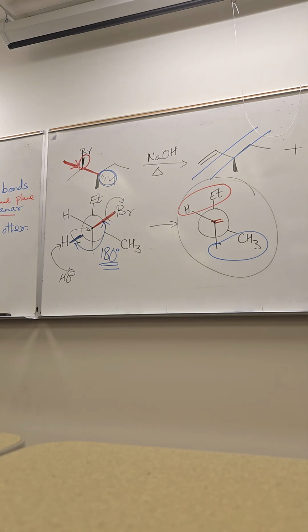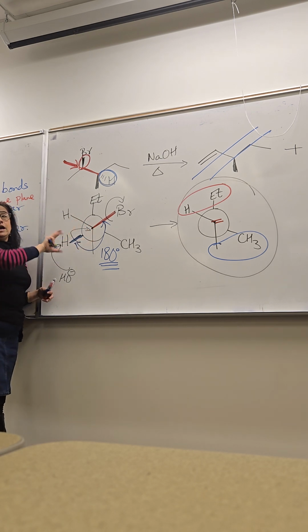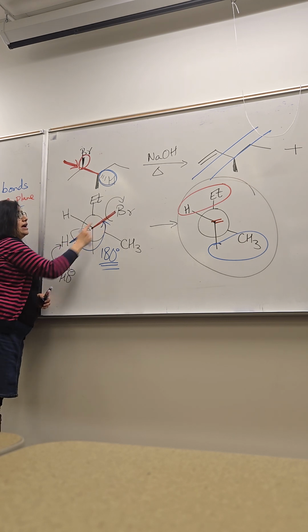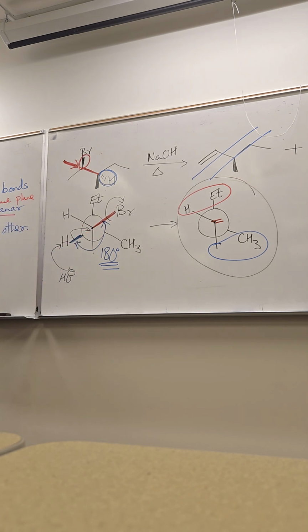It's not even possible. It's not like it's a minor product, it's an impossible product, because in order to create that product, you have to rotate the bond, and as soon as you rotate the bond, you won't have that anti-periplanar geometry anymore. You cannot do it. Are you guys following this discussion? Yep. Everybody? Okay, so let's analyze more.